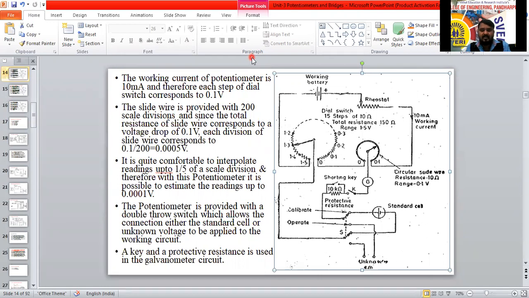Before starting, this is the end of this galvanometer. Next we will go for the calibration of voltmeter, how to do ammeter, how to do power, how to measure power. We are going to do that here now.